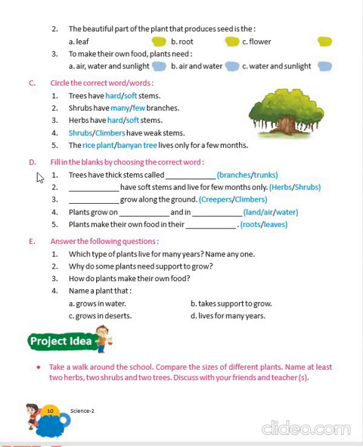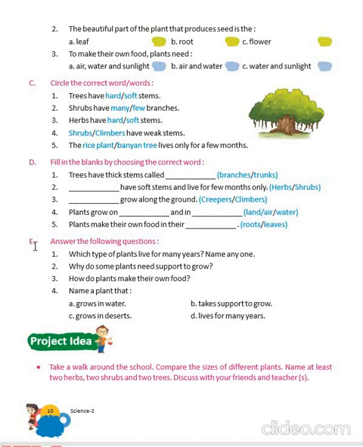Climbers have weak stems. The rice plant lives only for a few months. Now come to D. In this, we have to fill in the blanks by choosing the correct word. Trees have thick stems called trunks. Herbs have soft stems and live for few months only. Creepers grow along the ground. Plants grow on land and in water. Plants make their own food in their leaves.